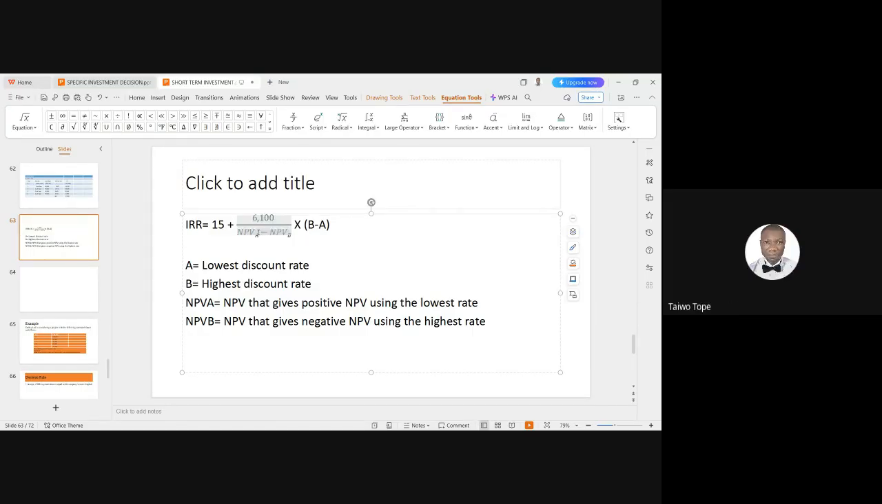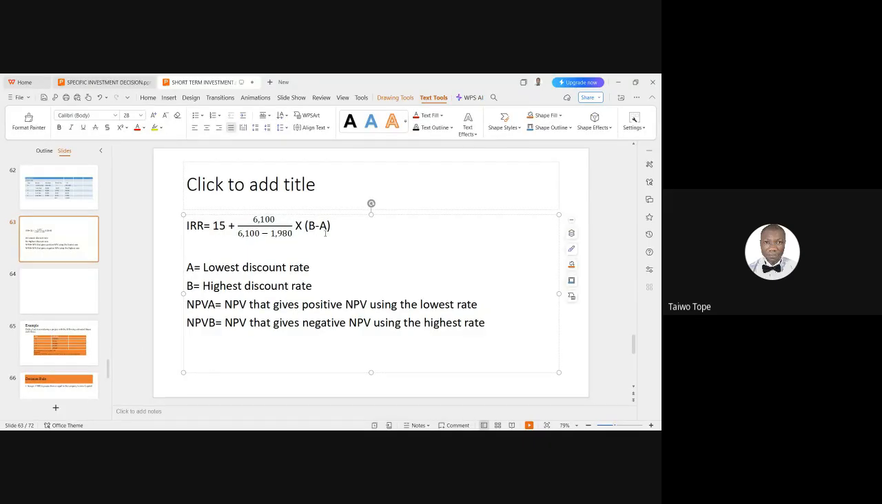Then for the denominator, the NPV of A will still be 6,100. The NPV of B will be 1,980, negative. So B is 18%. Use your calculator, and your internal rate of return will be 17%.